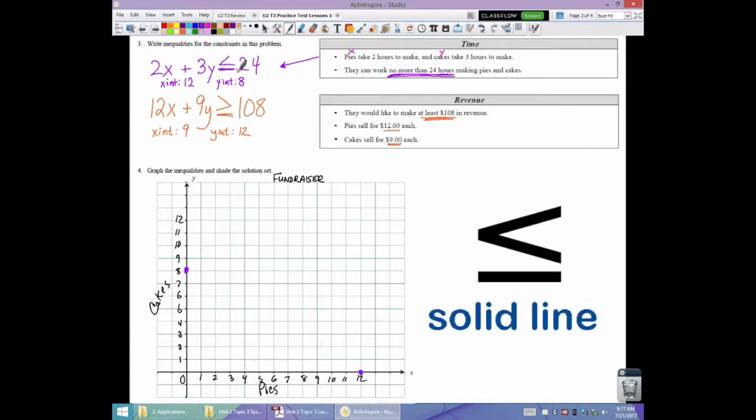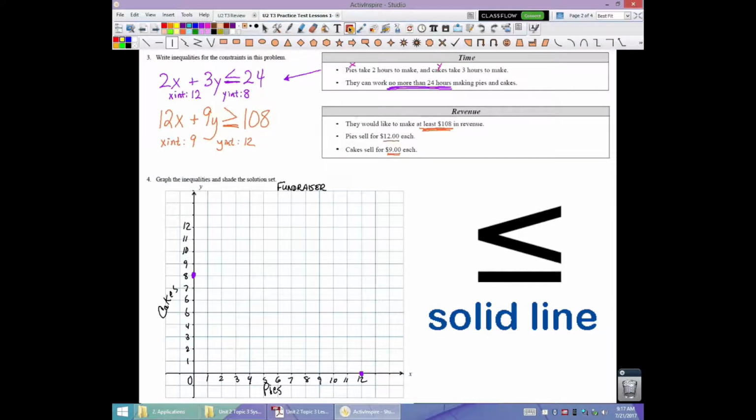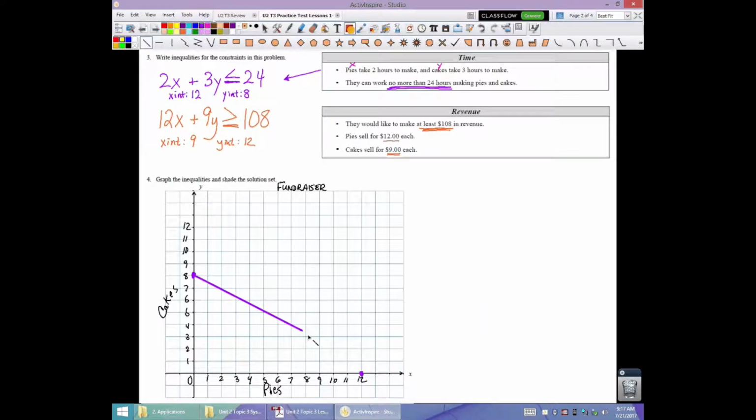Since there is an "or equal to," that will result in a solid line. And again, since pies and cakes can't be negative, like many of our other scenario problems, we do not extend that line beyond the x and y axes. There's no reason to graph any negative values.